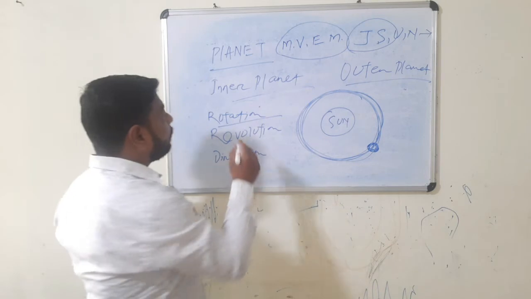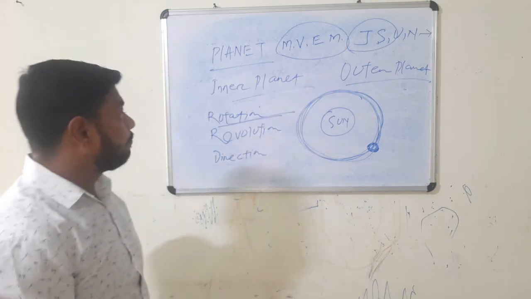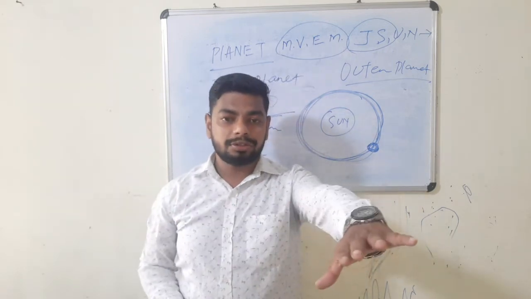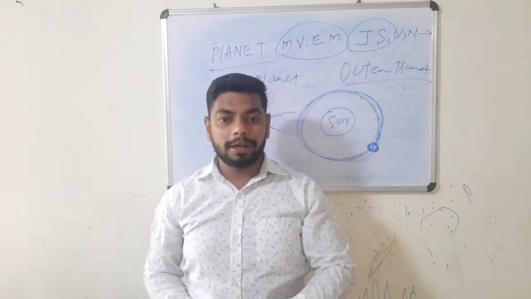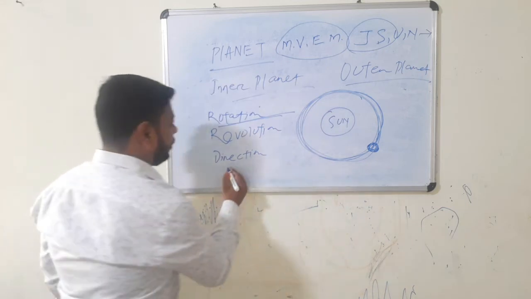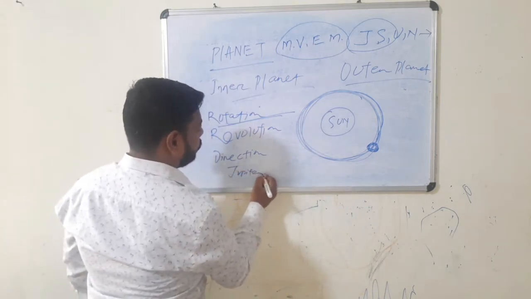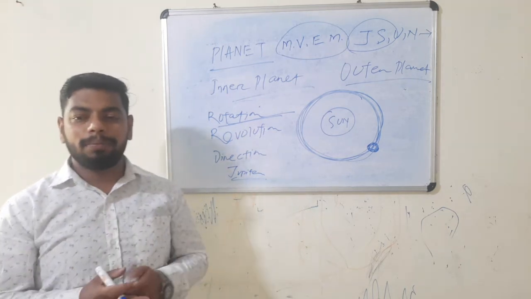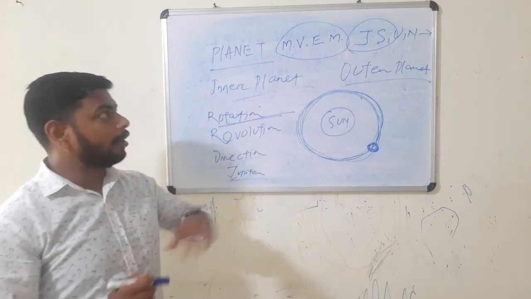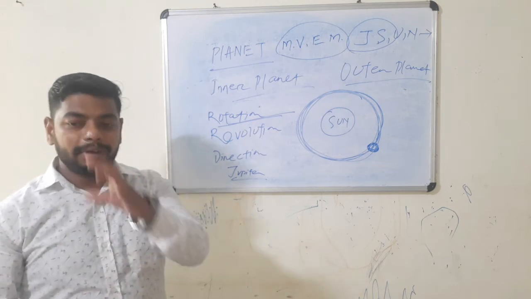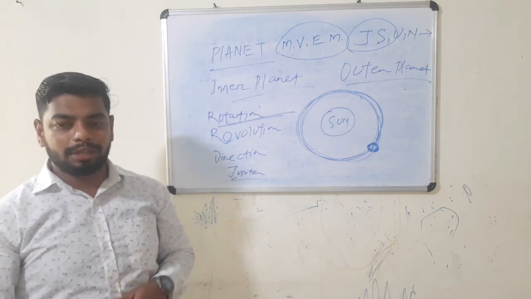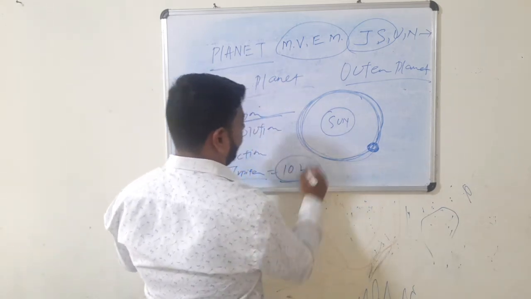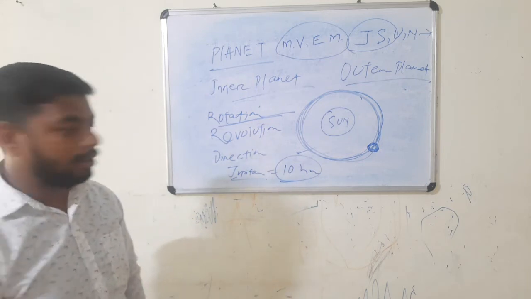And among all the planets, which planet rotates very fast? Do you know that? Jupiter. So if the question comes, name the planet which rotates in the least time, that is Jupiter. 10 hours.